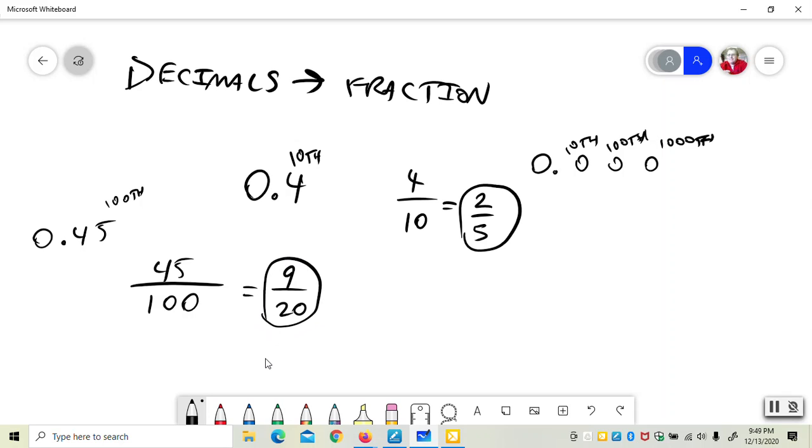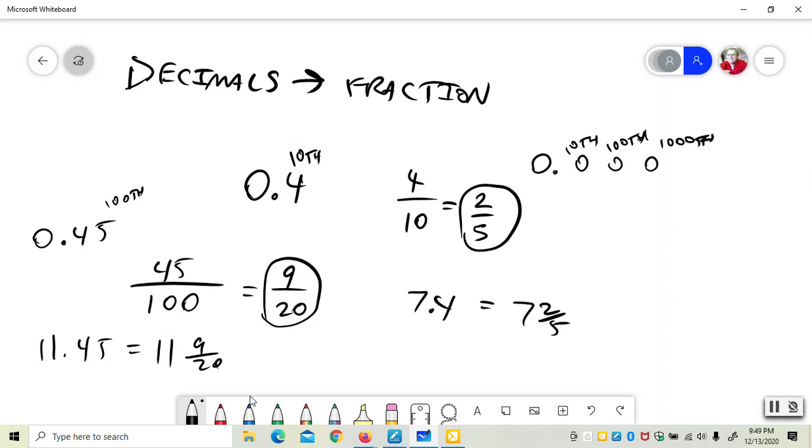And by the way, the same thing applies for something like this. If I had 7.4, well, the 7's not changed. It would just be 7 2/5. You do the same thing to the 0.4 that you did up here. If you had 11.45, that would just be 11 9/20.